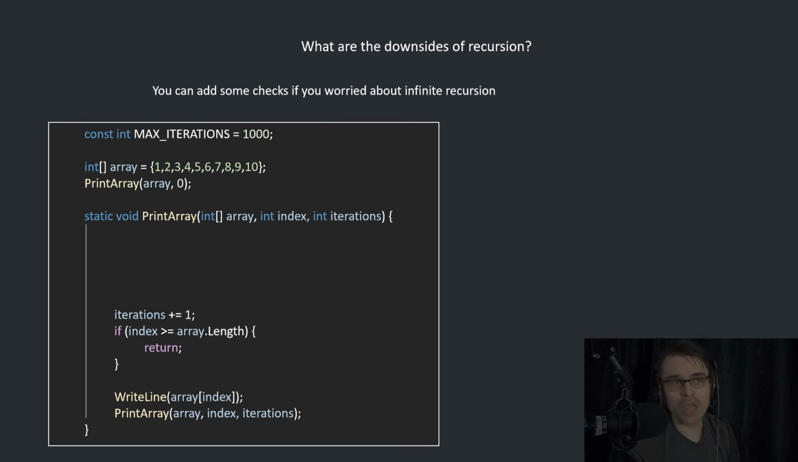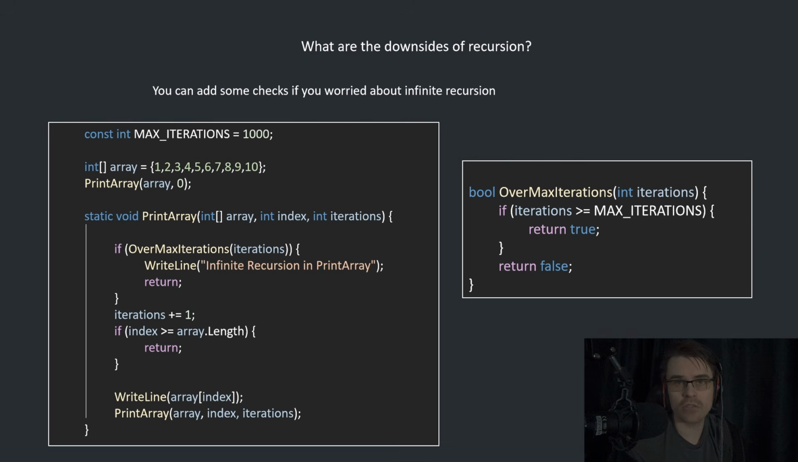So if you want to be really careful, you can add checks like this. Say, for example, we do this: over max iterations, and have something like this. Over max iterations 1,000. And then if it's true, then you return, and infinite recursion in print array.